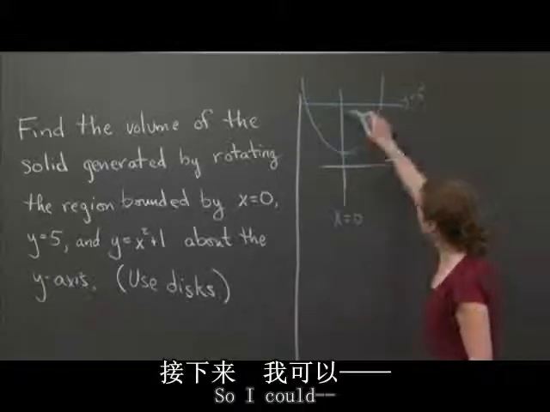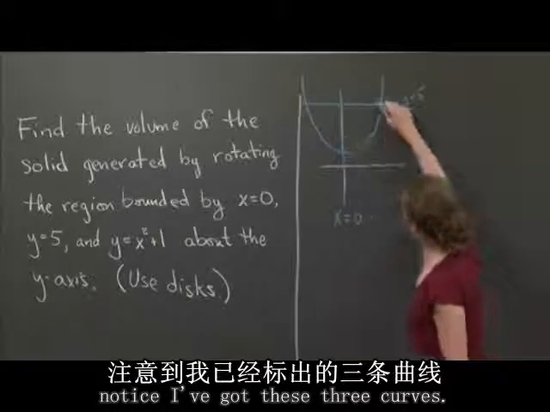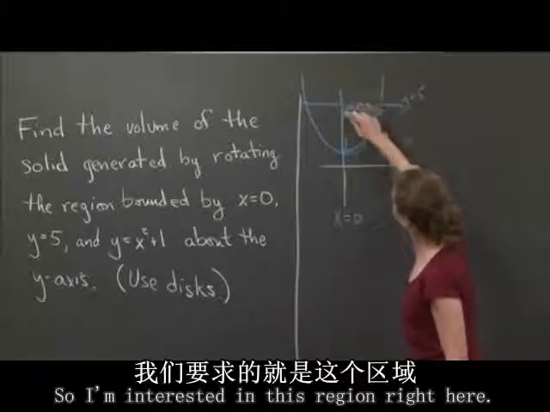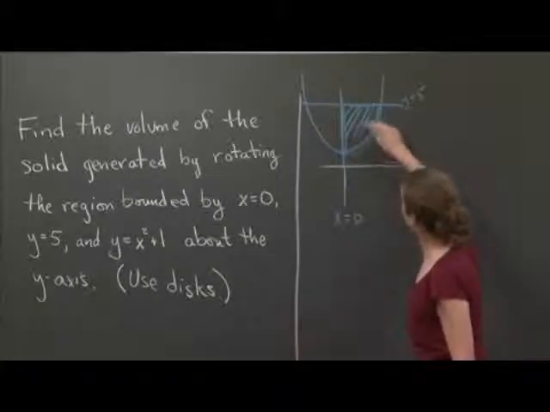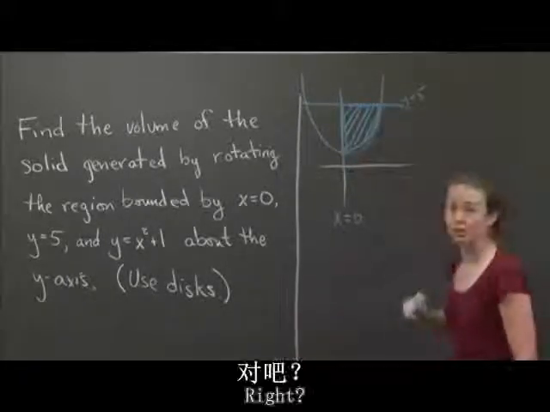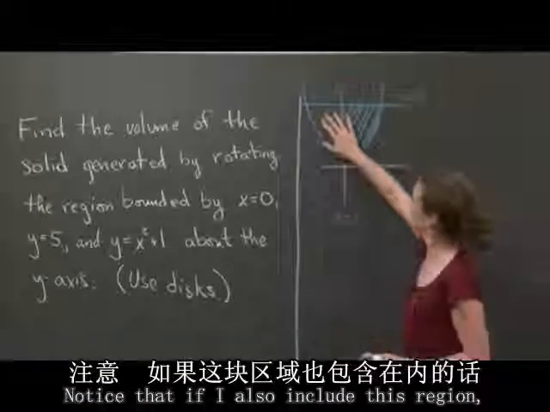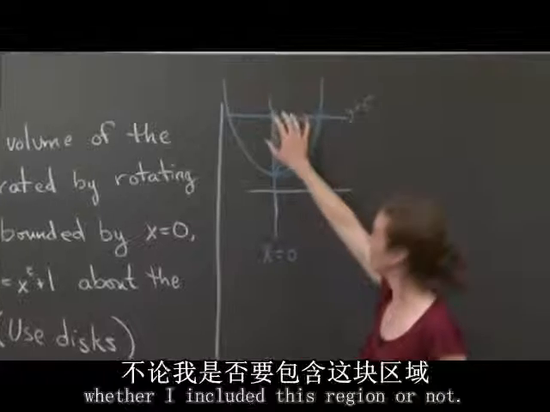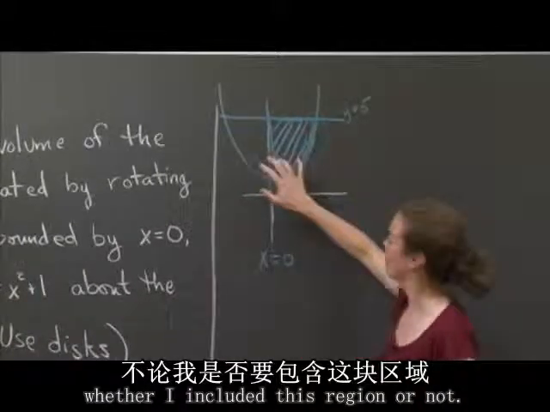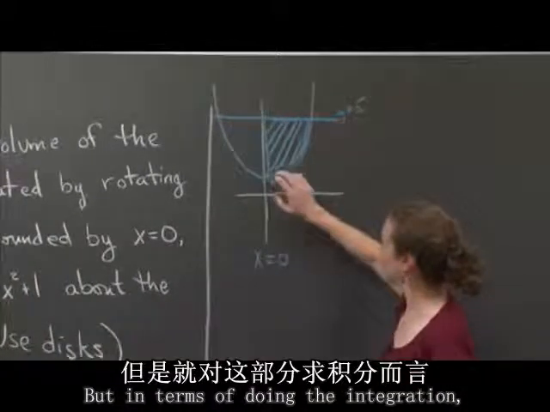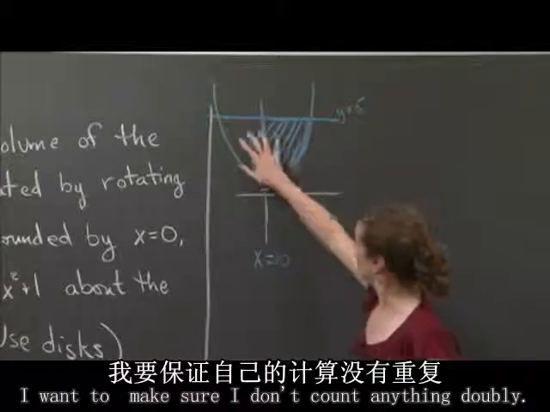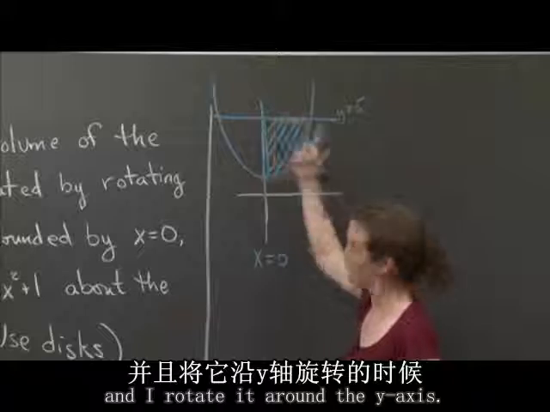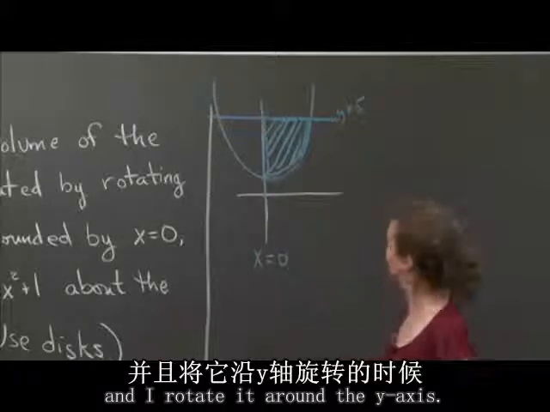Notice I've got these three curves, and I'm interested in this region right here. If I also included this other region, when I rotated it around I'd get the same solid. But in terms of doing the integration, I want to make sure I don't count anything doubly. So I'm just looking at what happens when I take this piece and rotate it around the y-axis.